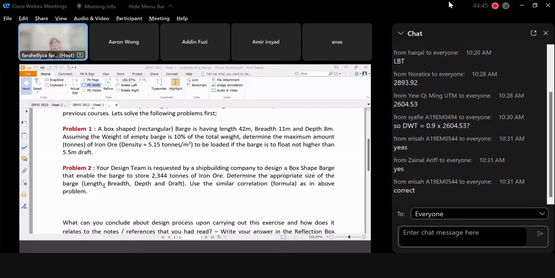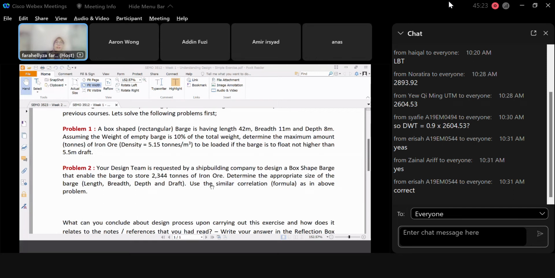You have length, breadth, depth, and draft. So basically you have 4 unknown parameters. If you want to apply back to the equation L times B times T just now, you have 3 unknown parameters. So you have to find a way to find that L, B, T, and in this problem, you also need to find the depth, D. So L, B, D, T.